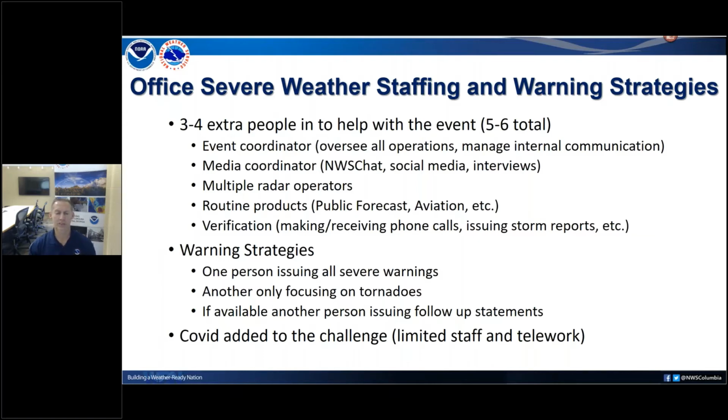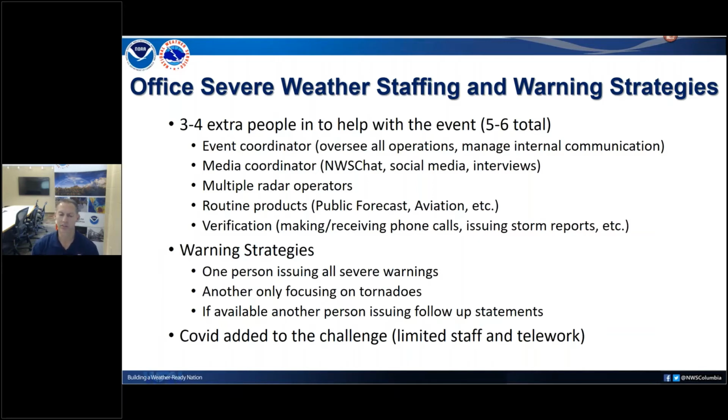As far as the warning strategies, since I was the lead forecaster on duty at the time, I decided to separate the way we were handling the warnings. I had one person doing all severe warnings because there was a squall line coming through with damaging winds, but I also wanted one person focusing on just the tornadoes. So there are no other distractions, only looking for tornadoes and issuing tornado warnings. And if we had another person available, that person would help out with the follow-up statements and keep the two warning operators free to just look at the radar and put out the warnings and not have to deal with anything else.